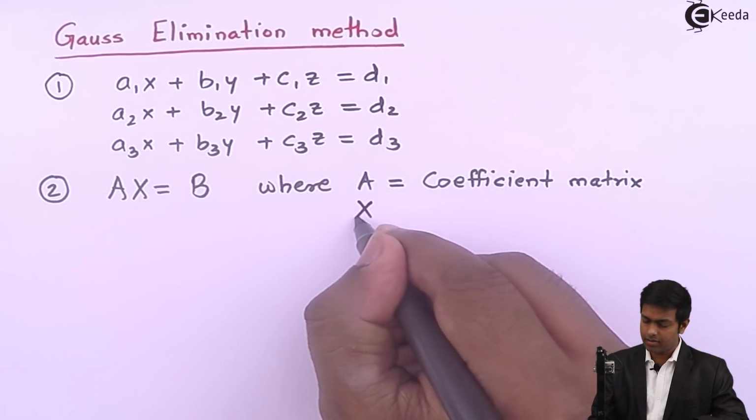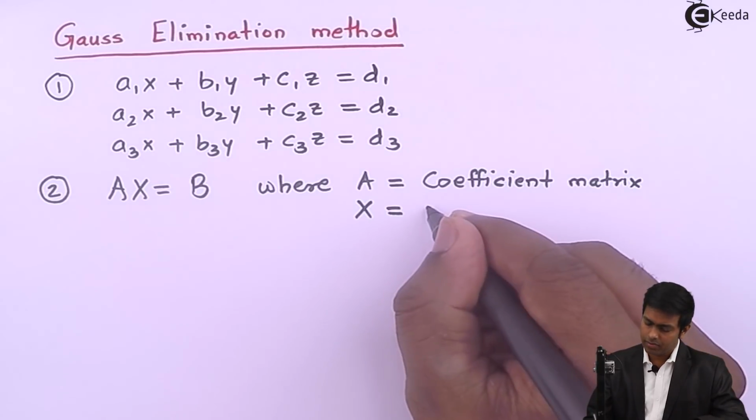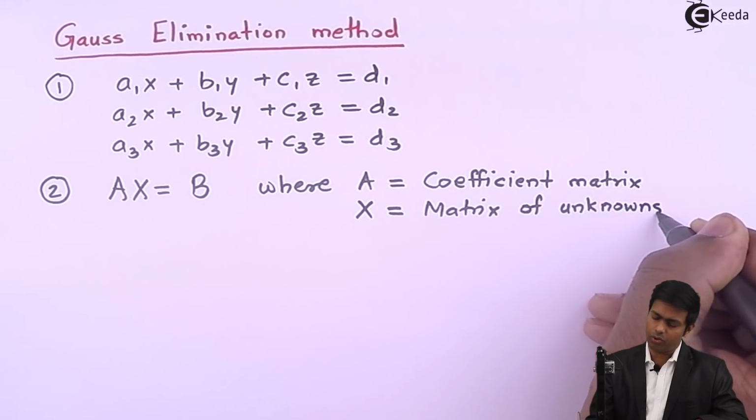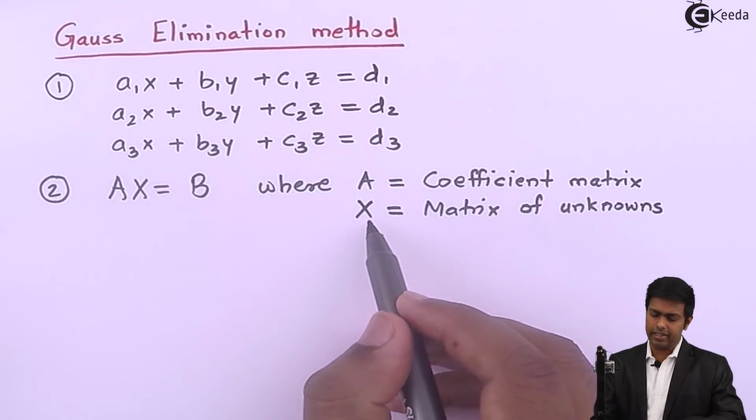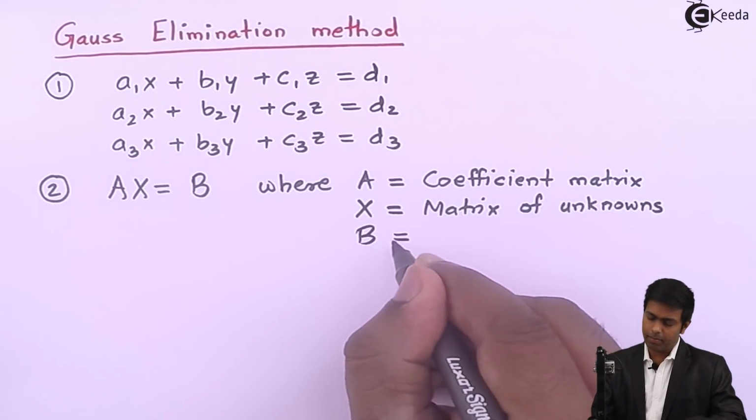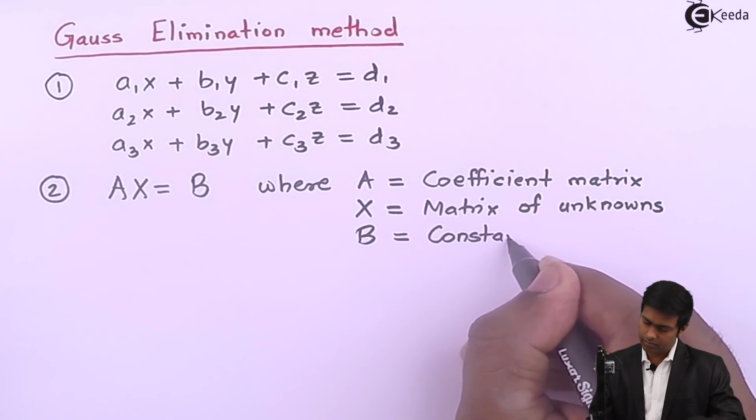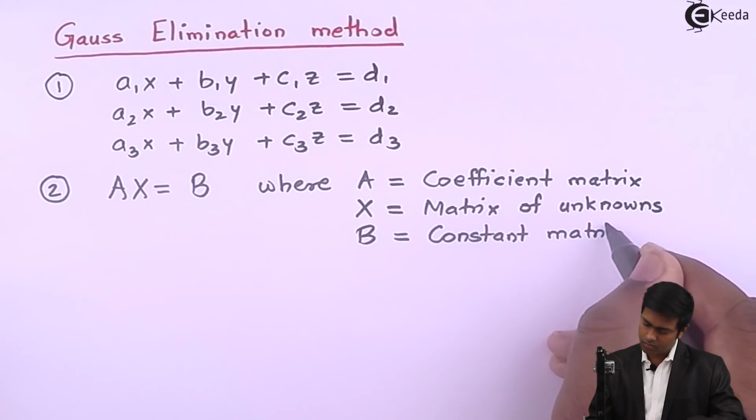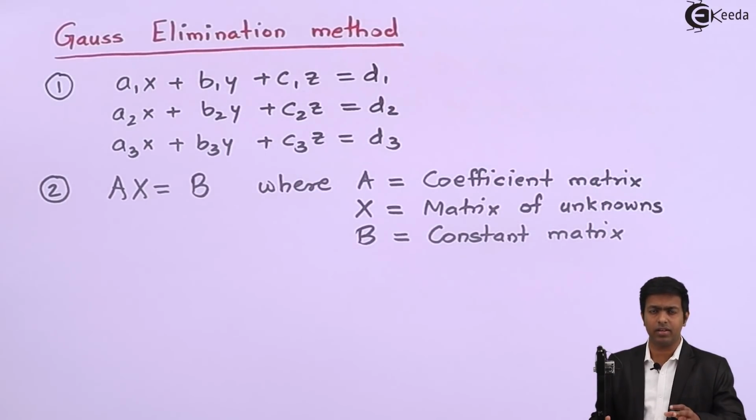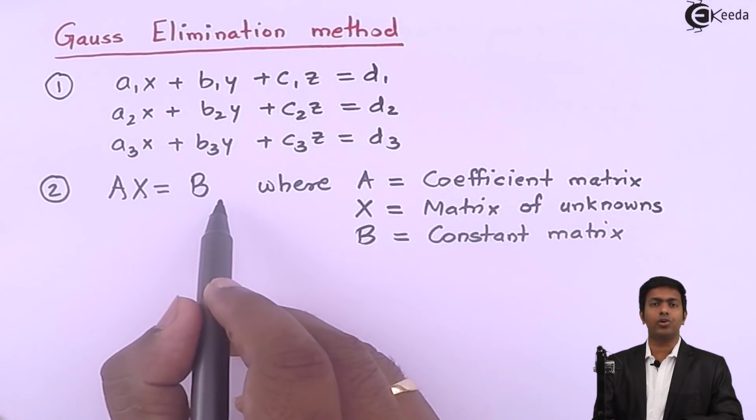Next, x is called the matrix of unknowns, or I'll say variable matrix. These are the unknowns which we have to find out. Here x, y and z will come, and in the end b is the matrix of constants which are present on the right hand side. So I'll say it is the constant matrix. To solve the given simultaneous equations by the Gauss elimination method, we always convert the given equations into matrix form, like Ax is equal to b.